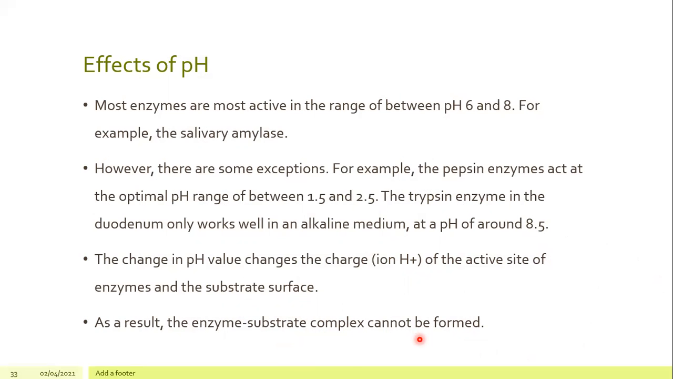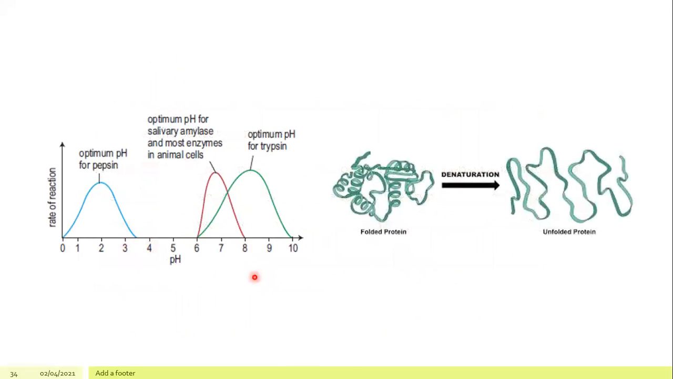Okay, and this is the graph. You can see this is the x-axis for the pH. Between 6 and 8 is the optimum pH for salivary amylase or most of the enzymes in the human body. Then the enzyme pepsin is in a more acidic pH. And the enzyme trypsin, which is in your duodenum, in your small intestine, is at a slightly alkaline pH. Okay. And you can see this is a folded protein.